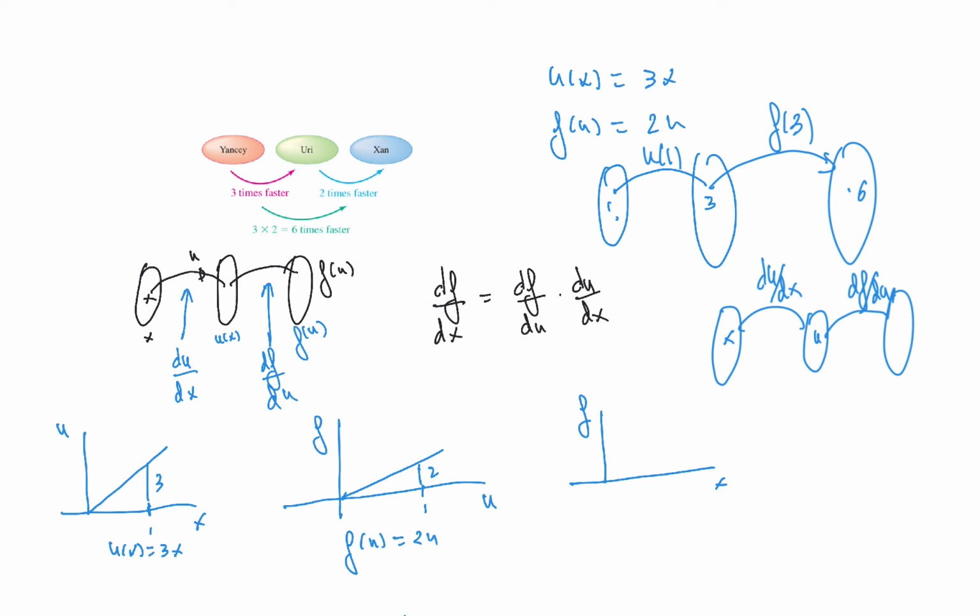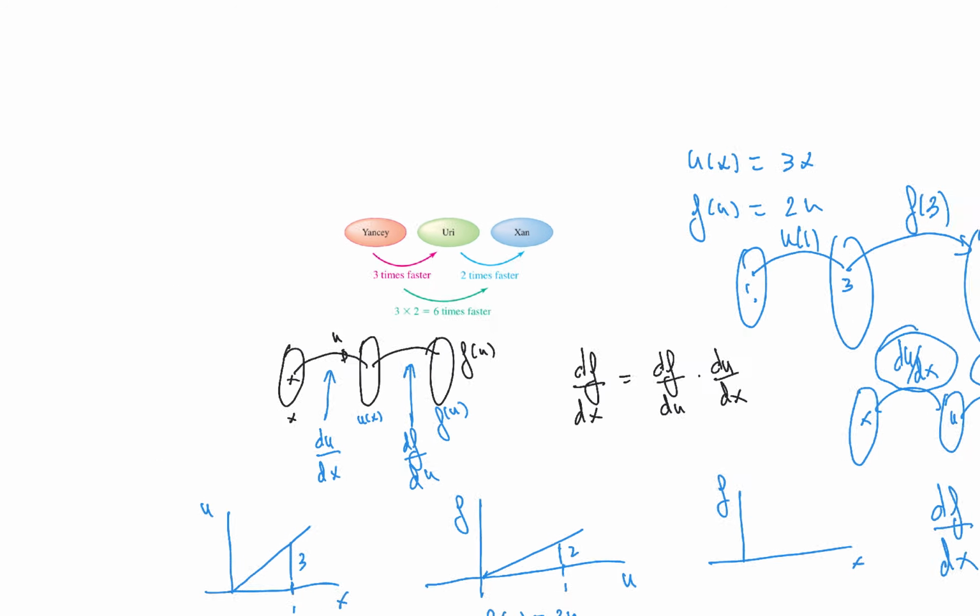So the question is, here is f. How is the change of f with respect to x? Well, the chain rule says that the change of f with respect to x is the product of these two changes. So it's the change in f with respect to u multiplied by the change in u with respect to x.